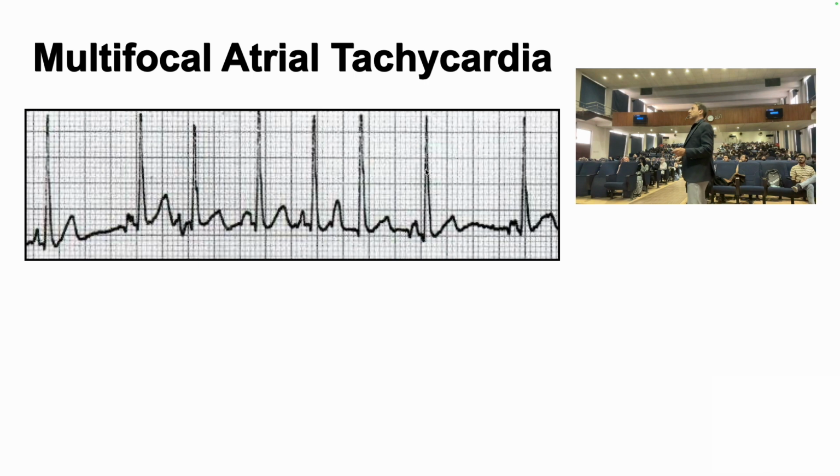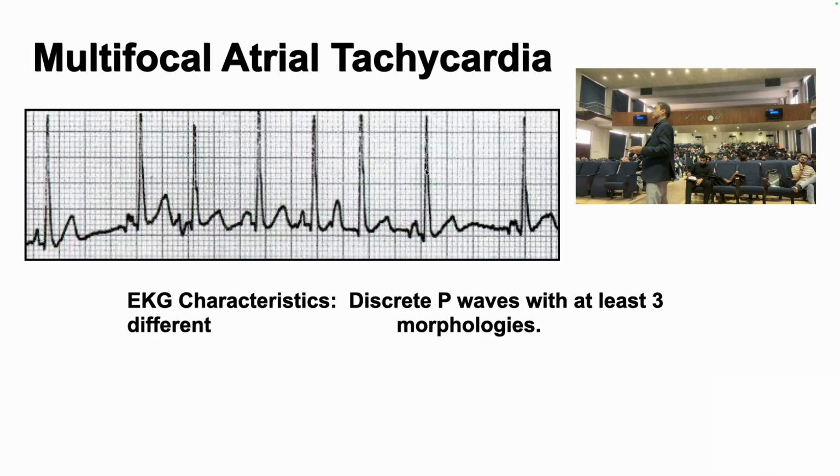What do you see in this? You can see the rhythm is quite variable, and so is the P wave. The P waves are different because they are coming from different foci, so they have different morphologies. The PR interval varies, and the RR interval also varies. So this is multifocal atrial tachycardia.